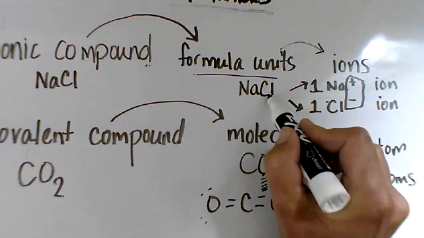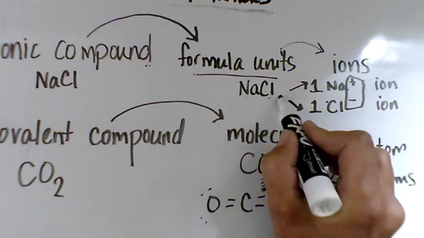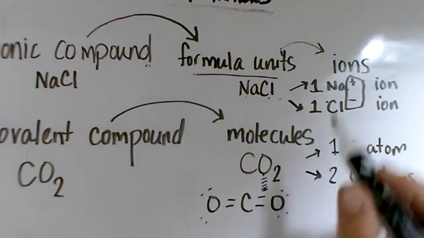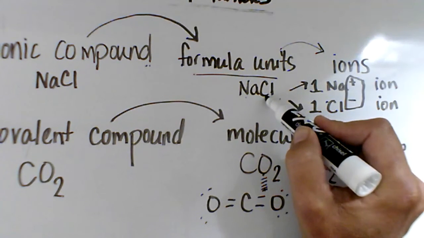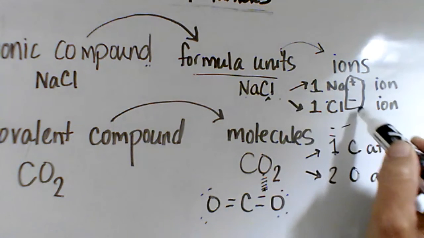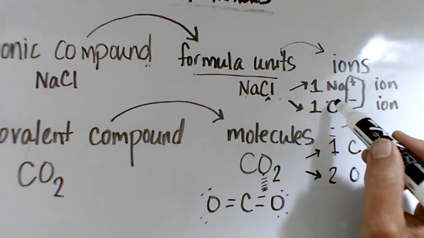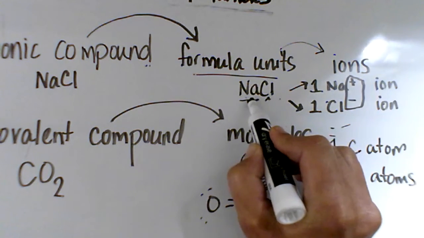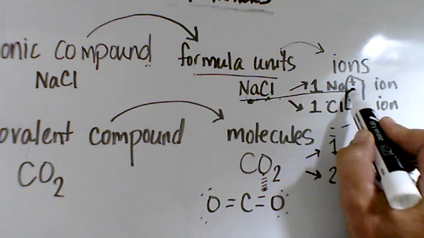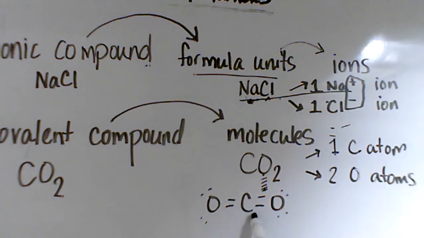But it would make sense to say how many chloride ions are in sodium chloride. It would not make sense to say how many chlorine atoms are in sodium chloride, because there are no chlorine atoms. There are only chloride ions. It does not make sense to say how many sodium atoms. There are no sodium atoms. There are only sodium ions. And then the opposite is true down here. It does not make sense to say how many oxide ions. There are no ions. There are atoms. And there is a carbon atom, but there is no carbon ion here.